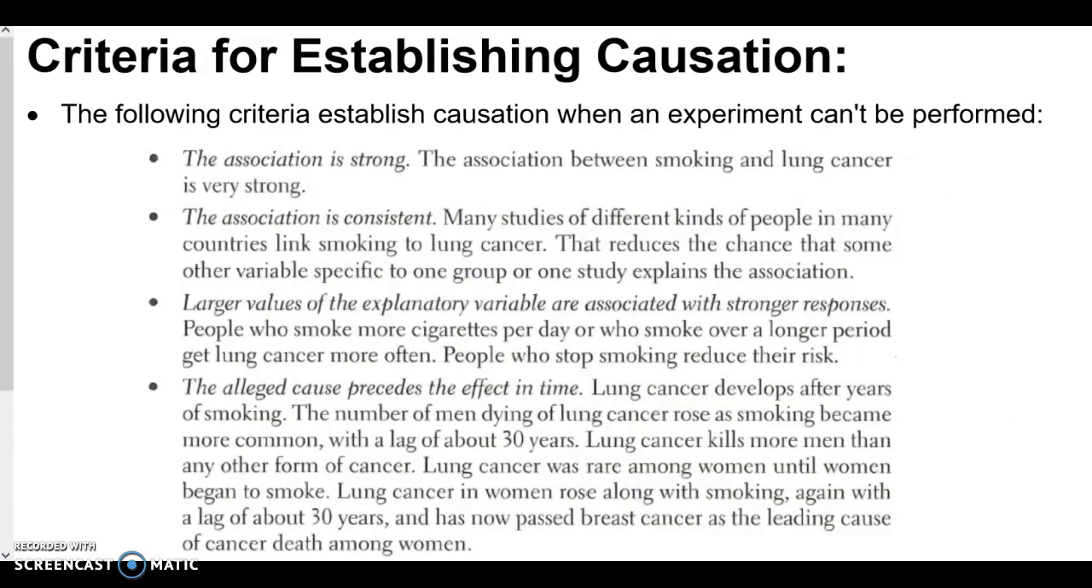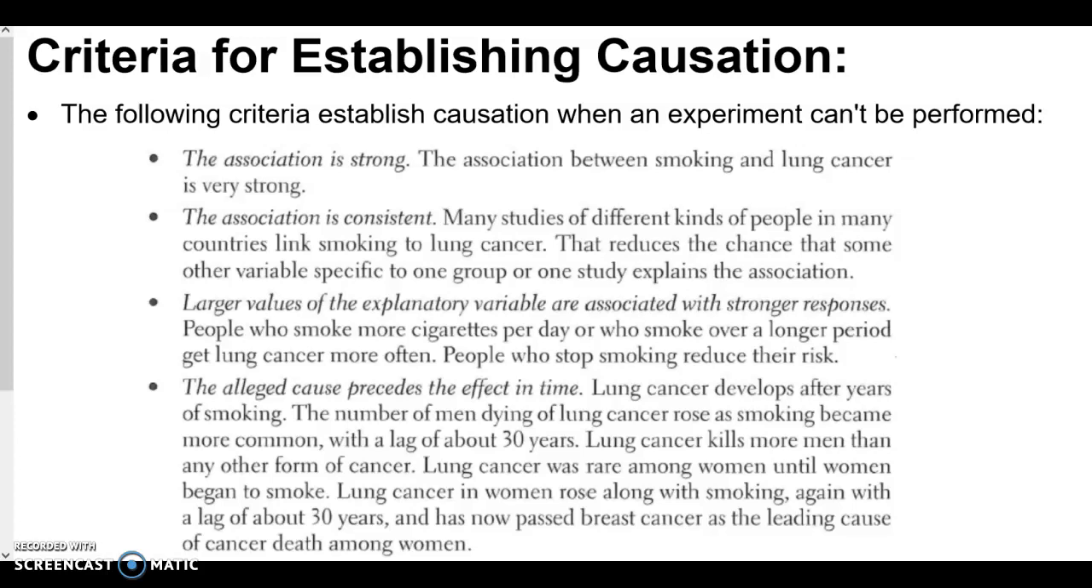So we want to be able to do cause and effect. This causes that, but we can't always do that. When you do an experiment and people were randomly selected to be in the experiment and randomly assigned to the treatment groups, that's when you can establish cause and effect. That's the perfect world situation.